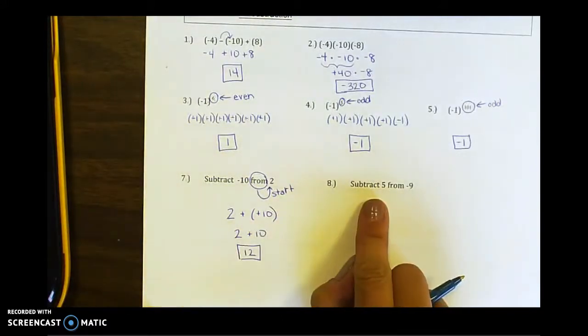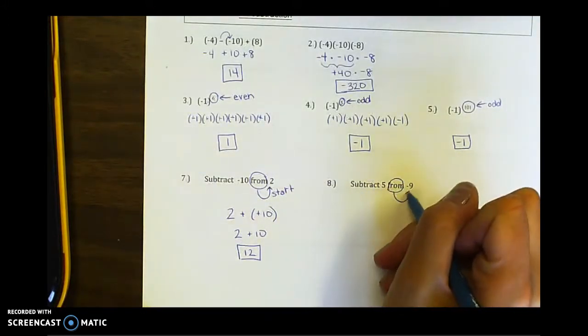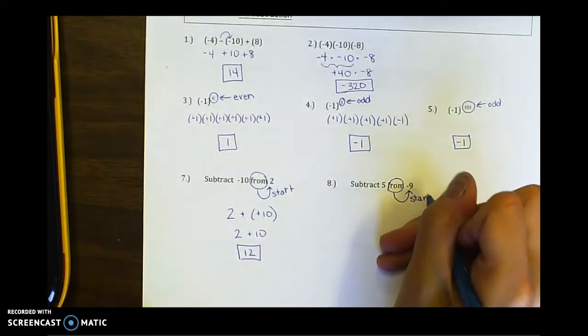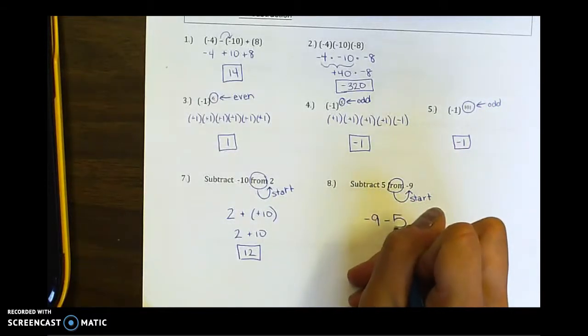All right, let's take a look at the next one. So once again, we see that word from. So we're going to start with what comes after the word from. So we're going to start with the negative 9. So negative 9 minus 5.